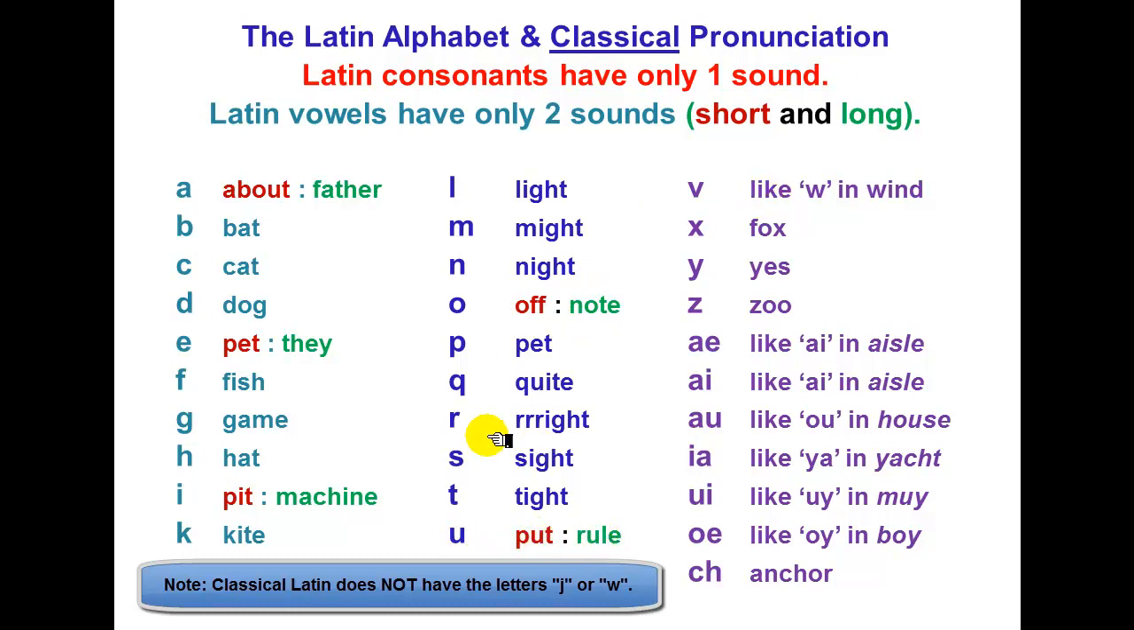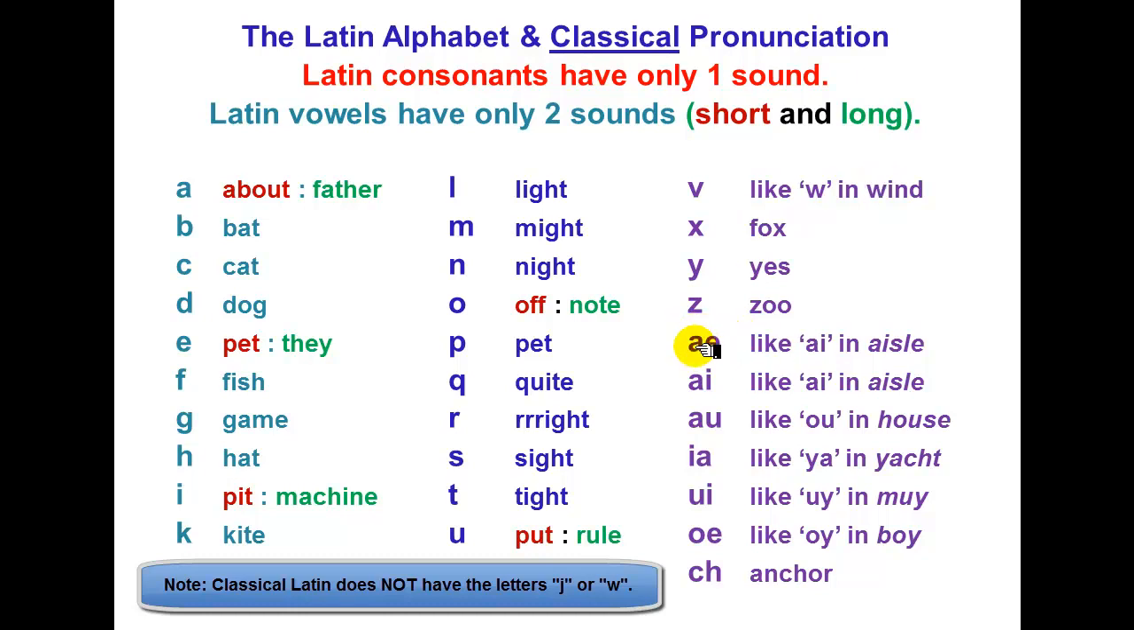We should also note that the letter R in Latin is trilled, so it would be as if the word right had three R's. Rrright. The V in classical Latin is pronounced like the letter W, so w, like in wind.